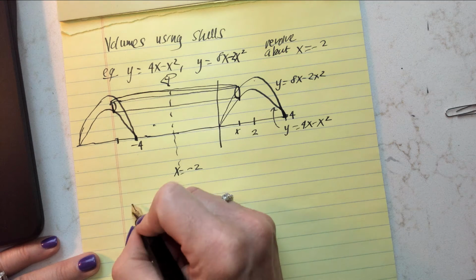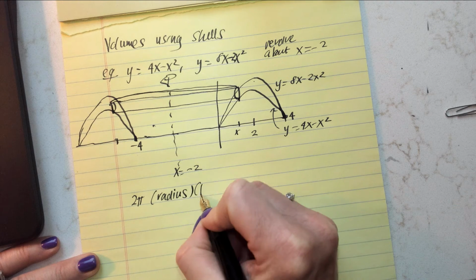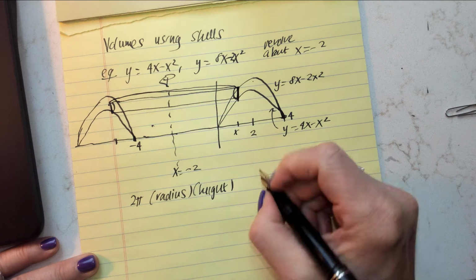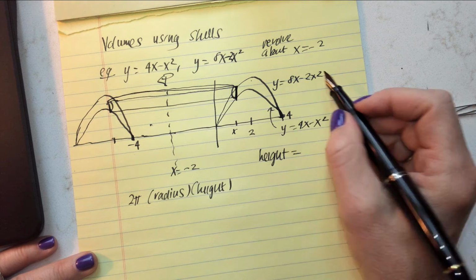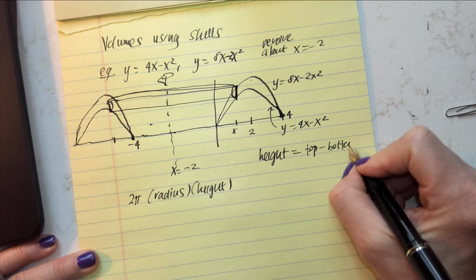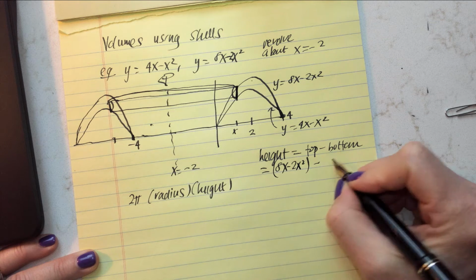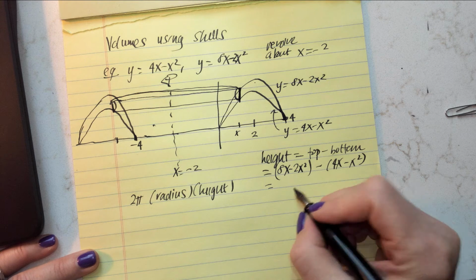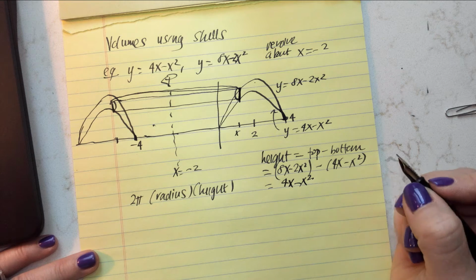So what do we want to look at? We want to calculate 2 pi radius times height. What's the height going to be? The height is just the difference between these two parabolas. You take the top parabola minus the bottom parabola. So it's 8x minus 2x squared minus (4x minus x squared). So you're left with 4x minus x squared.